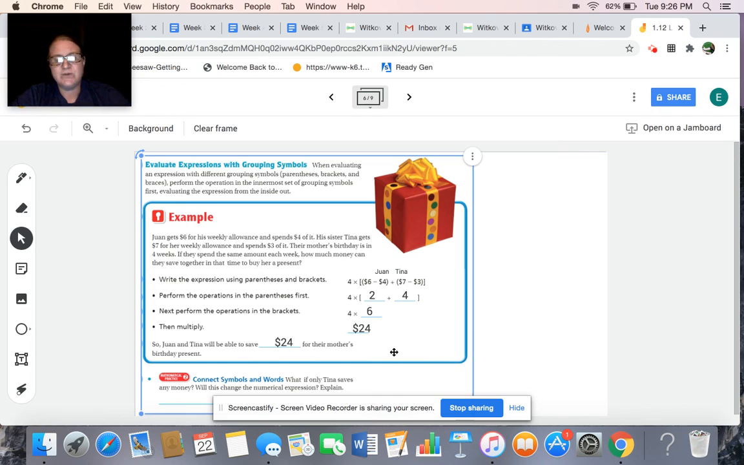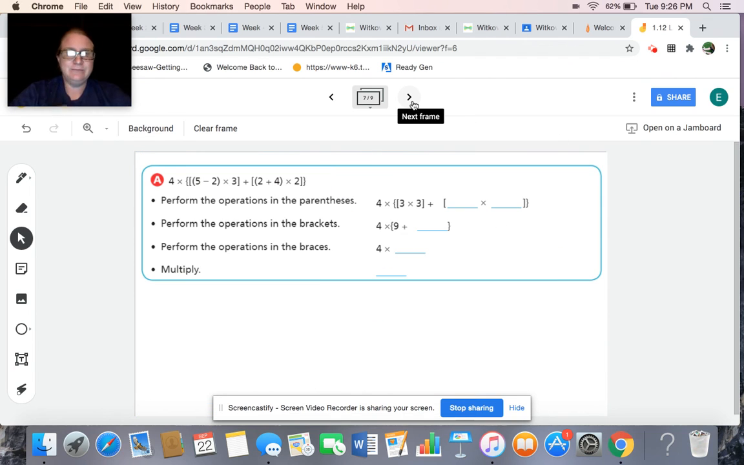And the next one says, what if only Tina saves any money? Will this change the numerical expression? It will. It'll take out that first set of parentheses, and so it'll be a much shorter problem to do. But you guys did great. All right, let's look at the next slide.